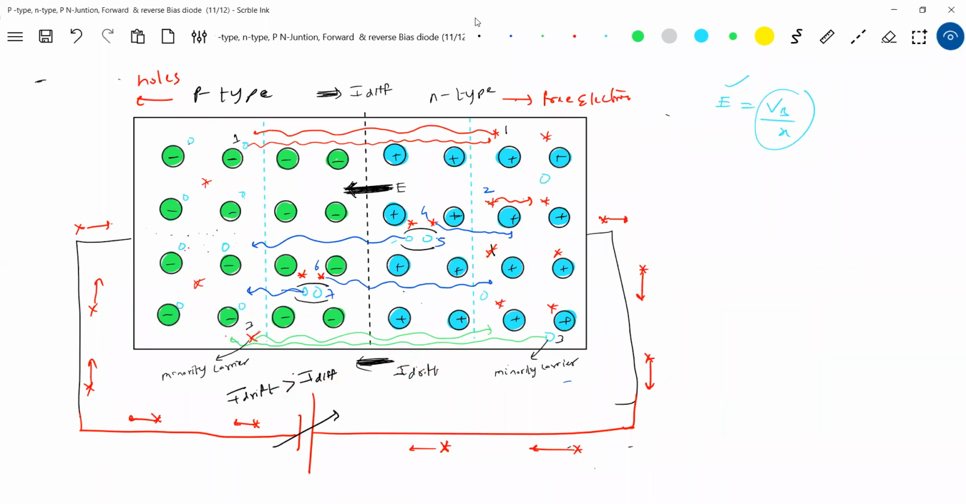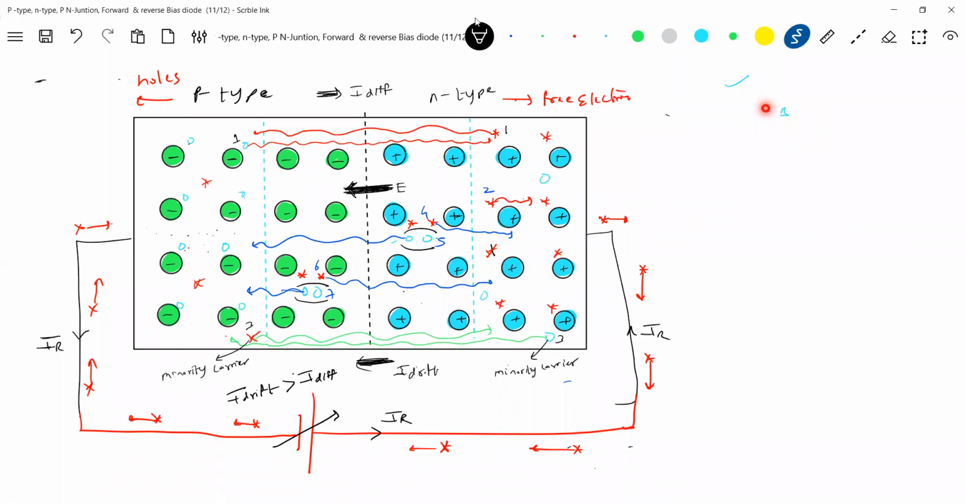How do we have to show the current? What is the direction of this reverse current? Opposite to this electron only. So the reverse current here should flow in this direction. This is called a minority carrier current. This is purely due to diffusion. The diffusion will be greater than the drift here.